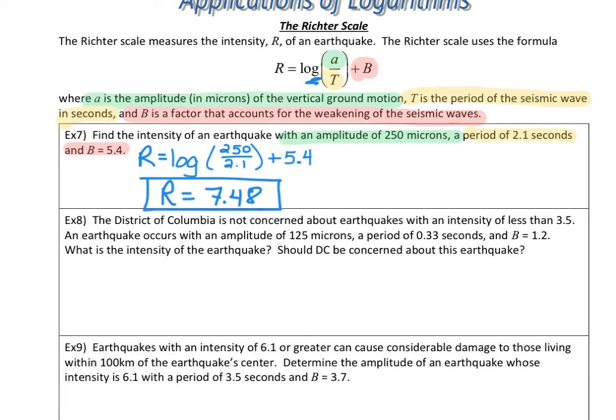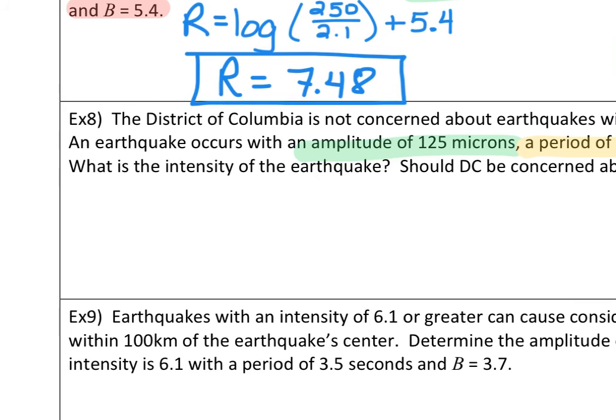And before I get way too philosophical, because I don't like being philosophical, let's talk about the District of Columbia. It's not concerned about earthquakes with an intensity less than 3.5 on the Richter scale. So if an earthquake happens in DC with an amplitude of 125, a period of 0.33 seconds, and the B number is 1.2, they basically want you to find the intensity of this earthquake and then decide if the earthquake is something that should start to concern seismologists in the DC area.